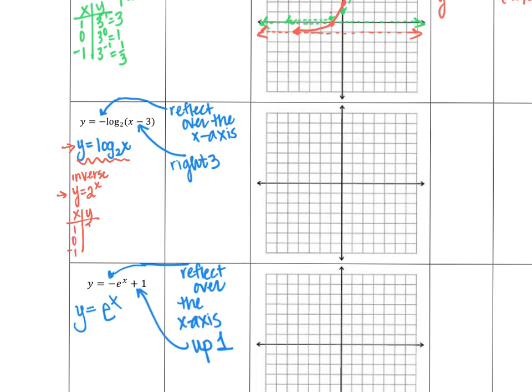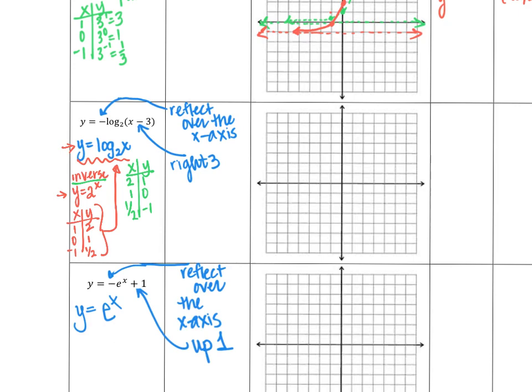So I'm going to plug in a 1, I'll get a 2, 0, I'll get a 1, -1, I'm going to get a half. Now this is not the table I'm going to graph, it's the inverse. So for my parent function, it's going to have all my x and y's flip-flopped because it was the inverse. So I'm going to have a 2 getting me 1, 1 getting me 0, 1/2 getting me -1.